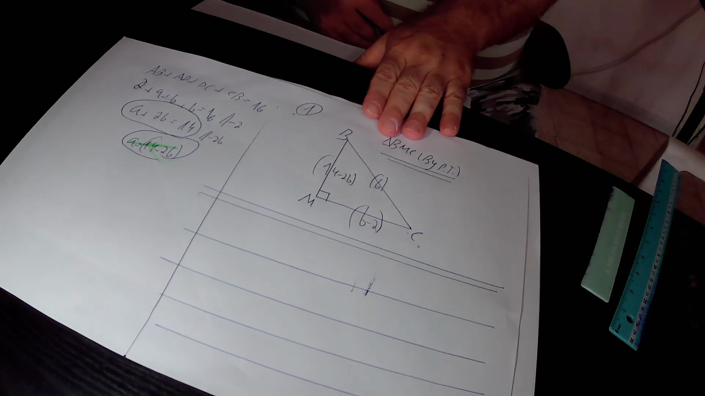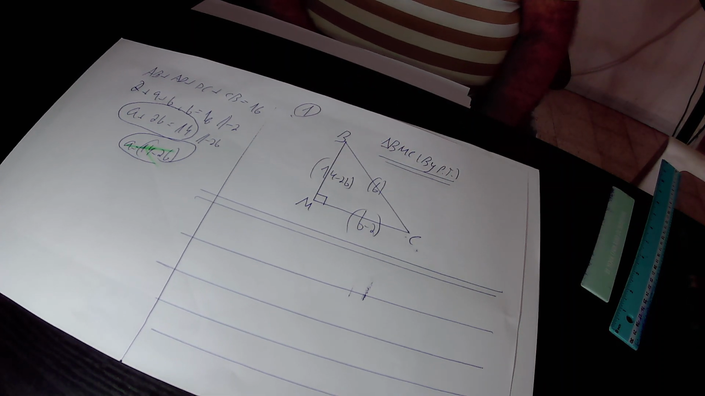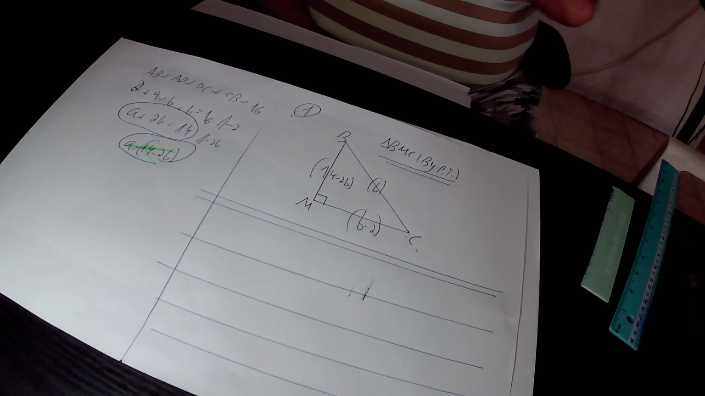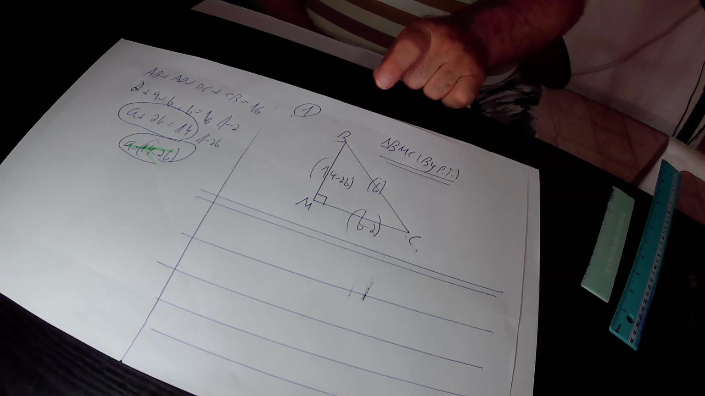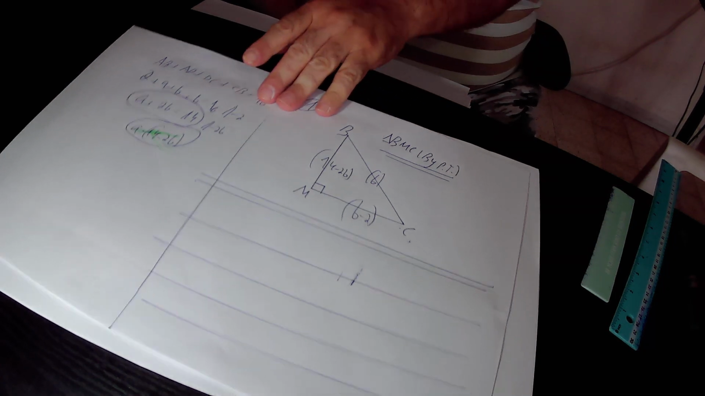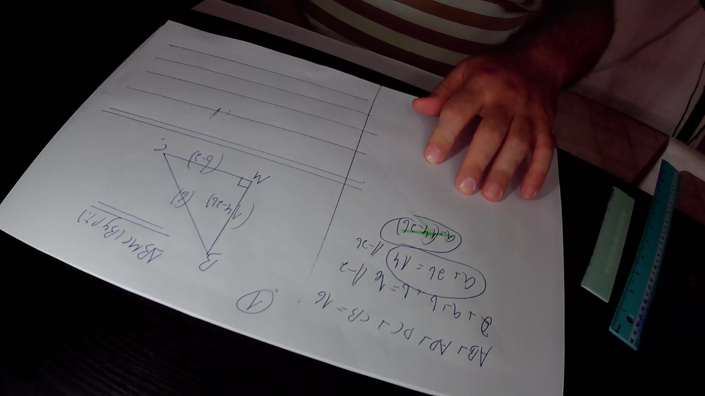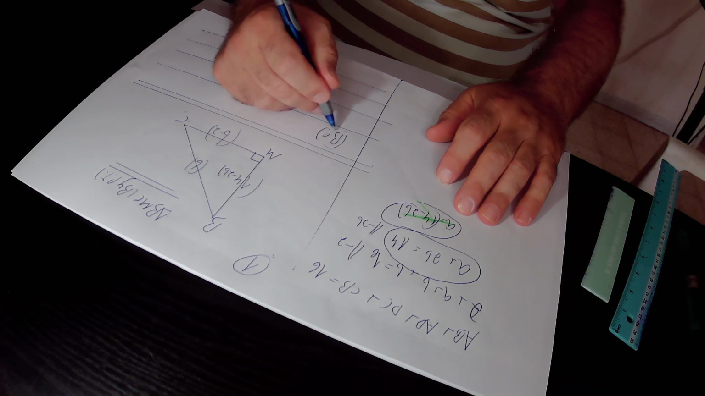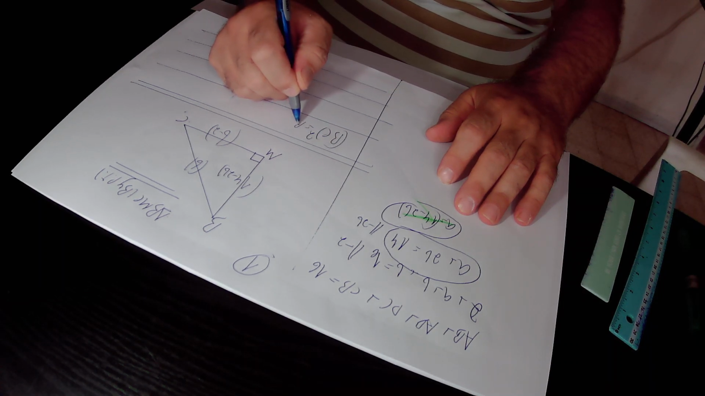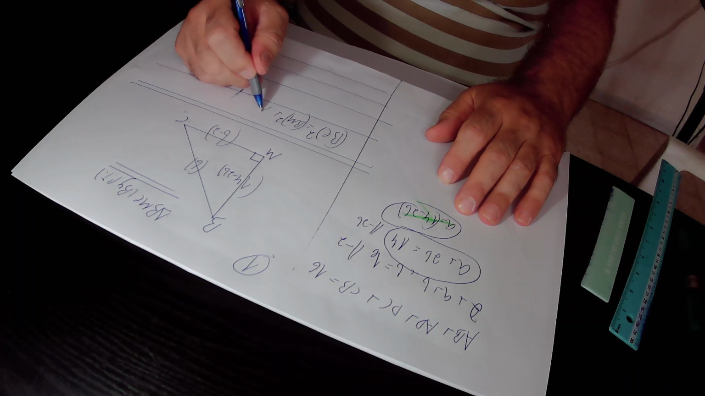So actually, this is the right triangle BMC according to the original drawing. In this right triangle BMC, according to the Pythagoras theorem, BC squared, that is the square of the hypotenuse, equals BM squared plus MC squared. So I write it down.